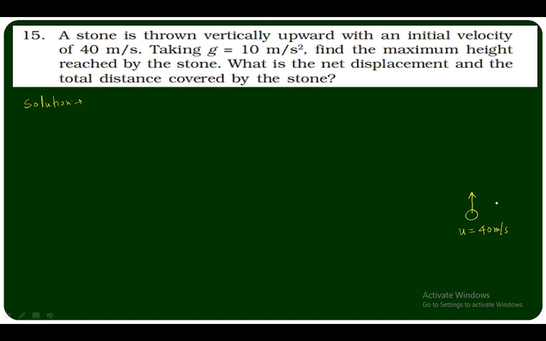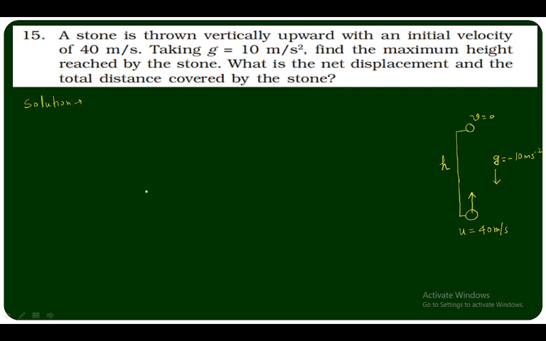Taking g as 10 meter per second square, and the value of g is in this direction, therefore the value will be minus 10 meter per second square, because the value of g is in this direction and the ball is going upward. Find the maximum height. Suppose this ball reached a height here and the final velocity will be 0, right? And let us take this height as h. We will find the maximum height attained by the stone, right?